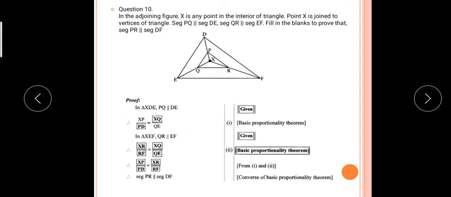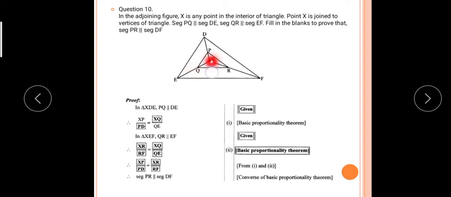Very simple. In the triangle XDE, PQ is parallel to DE. If a line is parallel to one side of a triangle, then it divides the remaining sides in equal proportion. So by the basic proportionality theorem, we can write XP upon PD is equal to XQ upon QE. This is equation first. Second, in triangle XEF, QR is parallel to EF, and therefore XQ upon QE is equal to XR upon RF.